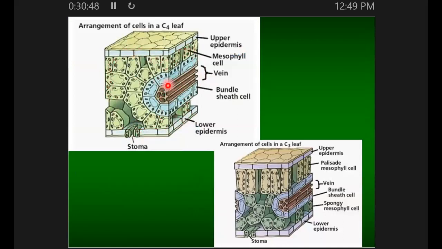Up top here is a C4 leaf, and I like how they drew this better, where you see the mesophyll cells hugging up to the bluish bundle sheath cells. That makes sense because you've got to have plasmodesmata tunnels between the two, because you have malate coming in and pyruvate leaving. You've got to have those molecules constantly going back and forth so that you can keep doing the C4 cycle. So it makes sense that they have good physical proximity, with lots of plasmodesmata going between them.